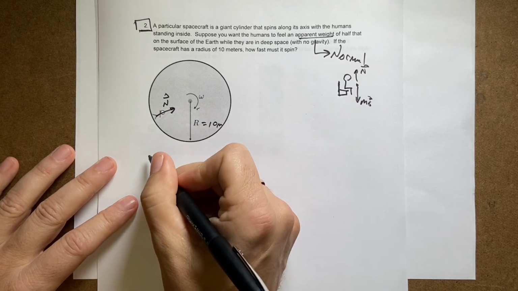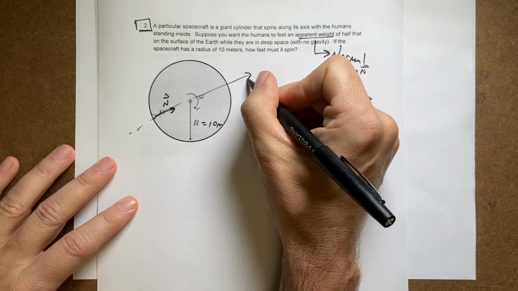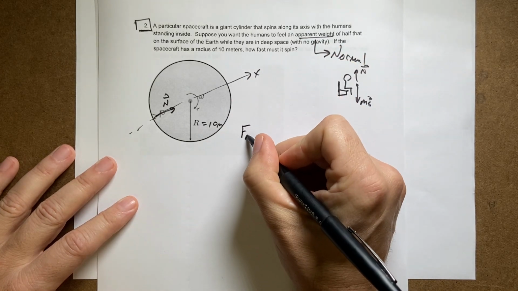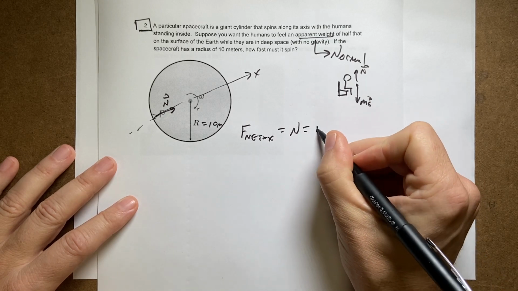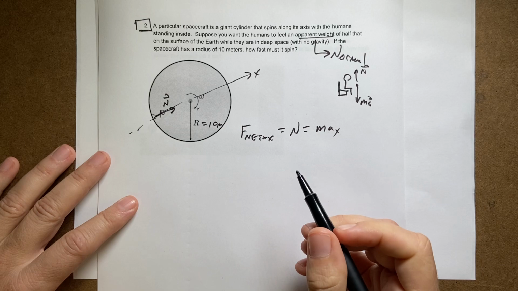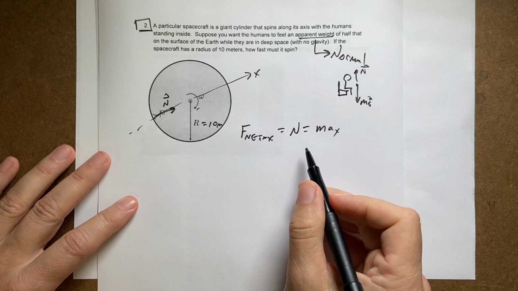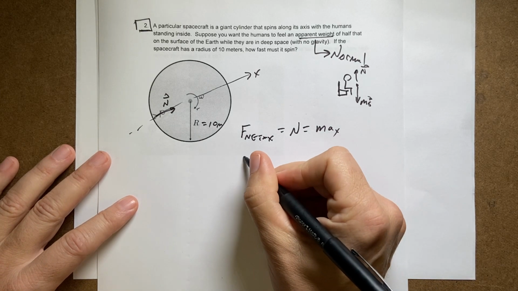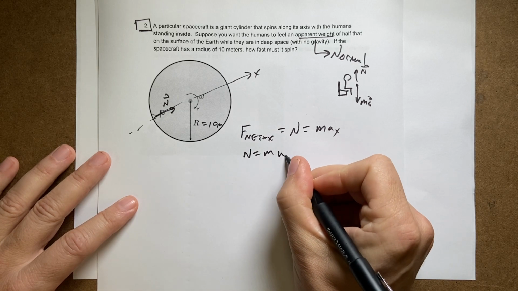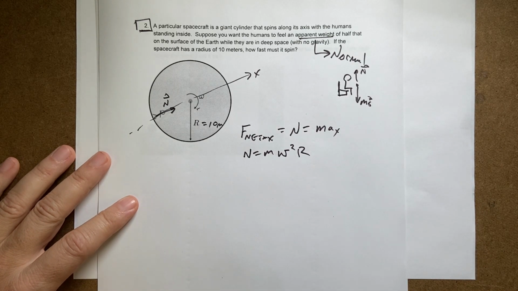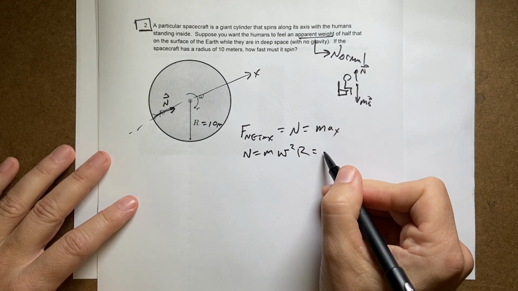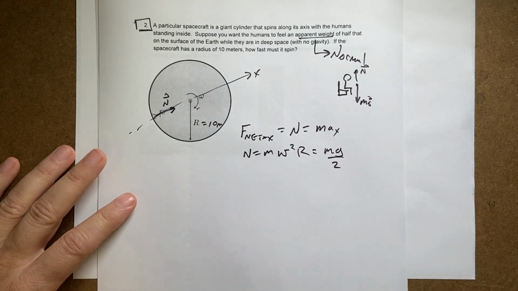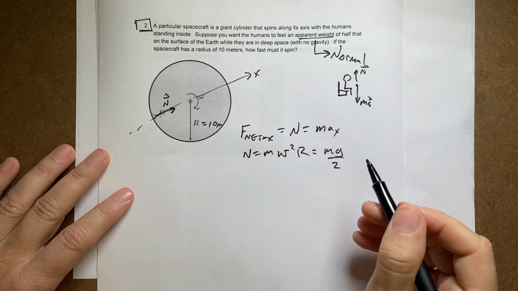And so I can write, let's just call that the x direction. So F net x equals N equals m a_x. But the person's moving in a circle. So the acceleration of a person moving in a circle is going to give m omega squared R. And we want this to be equal to mg over 2, because that would be half of the weight.